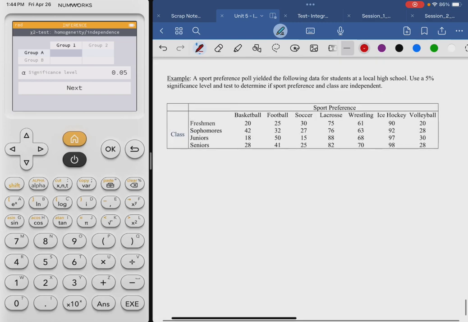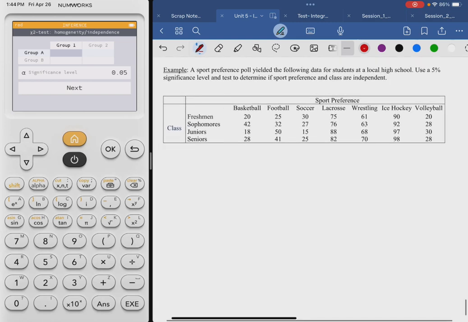All right, so let's do one that's slightly beefier. So a sport preference poll yielded the following data for students at a local high school. Use a 5% significance level and test to determine if sport preference and class are independent. All right.